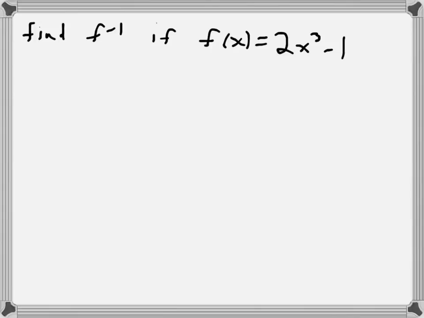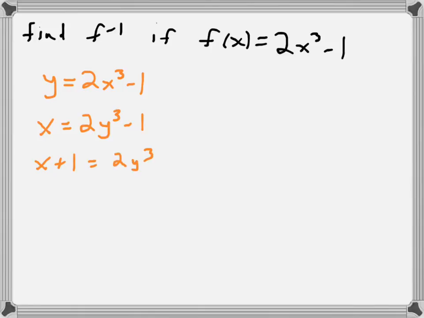Okay, so if you recall from the steps that you wrote down, step number 1 is we're going to replace f of x with y before we switch. Now the next step is the critical inverse step: I am switching my x's and y's. So x was cubed before, which means now y is going to be cubed. Now I'm going to solve for y. So let's add the 1 to the other side. So that's going to equal 2y cubed. So this will be x plus 1 all divided by 2.